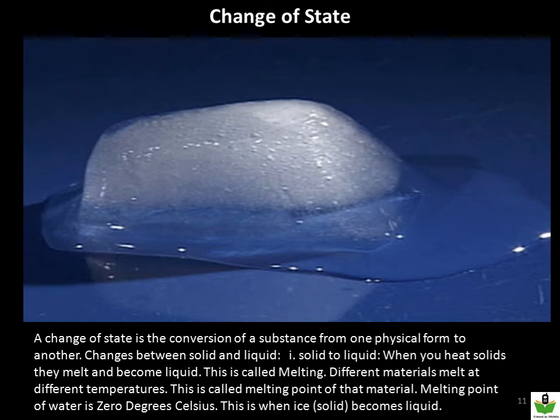Different materials melt at different temperatures. This is called the melting point of that material. Melting point of water is 0 degrees Celsius. This is when ice, which is solid, becomes liquid.